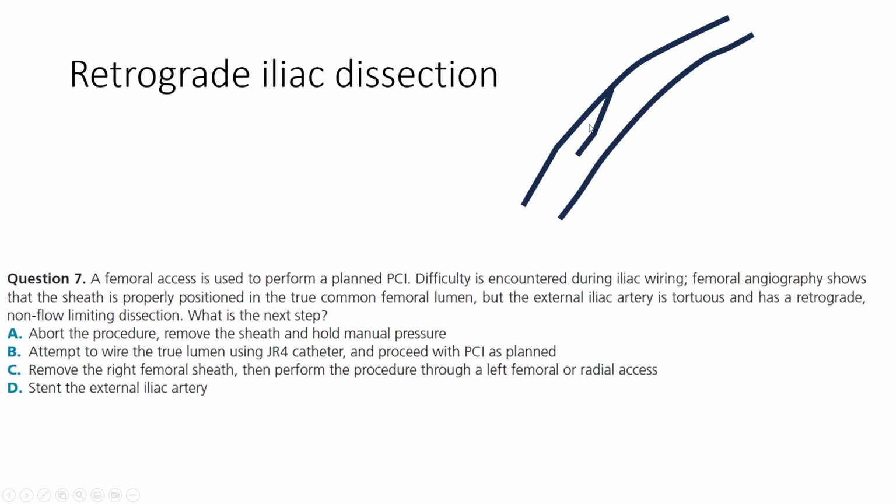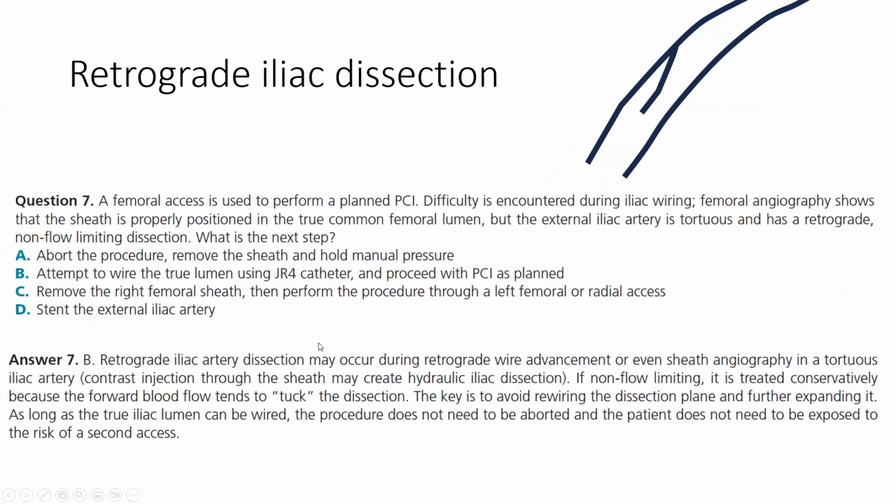So what do you do when this happens, that retrograde iliac dissection? You're trying to do a PCI. Abort the procedure, remove the sheath, and hold manual pressure. Attempt to wire the true lumen using a GR4 catheter and proceed with PCI as planned. Remove the sheath, then perform the procedure through a left femoral or radial access, or stent the external iliac artery. This is the answer. This is, by the way, from my book. The answer is B. Attempt to wire the true lumen using a GR4 catheter and proceed with PCI as planned.